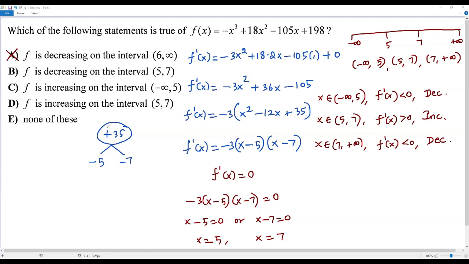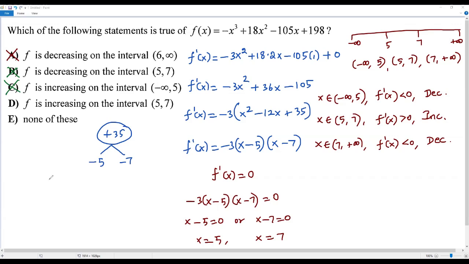Now let's go to option B. F is decreasing on the interval 5 comma 7. Clearly in the interval 5 comma 7, the given function f of x is increasing, but option B says decreasing. So this is incorrect, and we can reject option B as well. Now we can check option C. F is increasing on the interval negative infinity comma 5. In negative infinity comma 5, clearly the given function is decreasing, but option C says f is increasing, so we can reject option C as well.